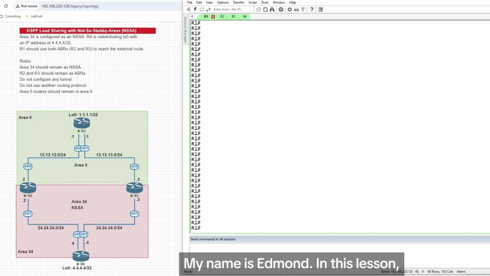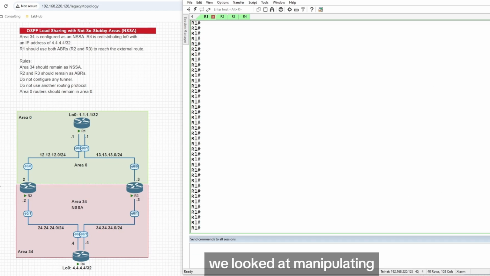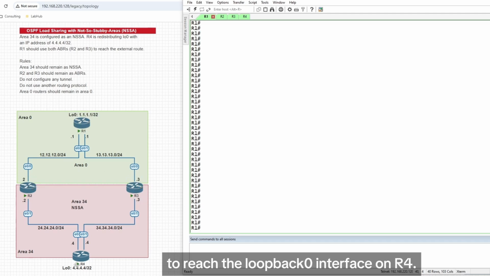My name is Edmond. In this lesson, we'll look at the second way of addressing the ask of the lab. In our previous lesson, we looked at manipulating the OSPF forwarding address to ensure that R1 had equal cost paths through R2 and R3 to reach the loopback 0 interface on R4.